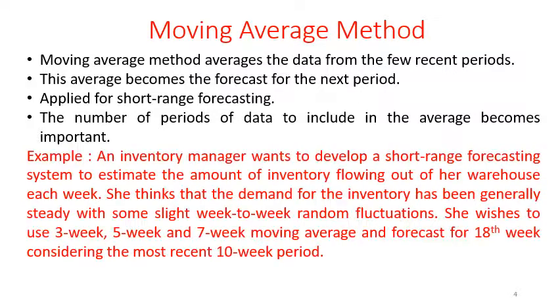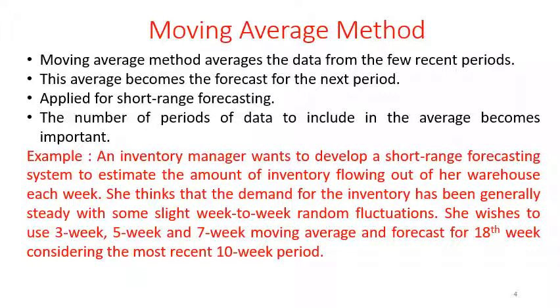Let us take an example. An inventory manager wants to develop a short range forecasting system to estimate the amount of inventory flowing out of our warehouse each week. She thinks that the demand for the inventory has been generally steady with some slight week-to-week random fluctuations. She wishes to use a 3-week, 5-week and a 7-week moving average and forecast for the 18th week considering the most recent 10-week period.